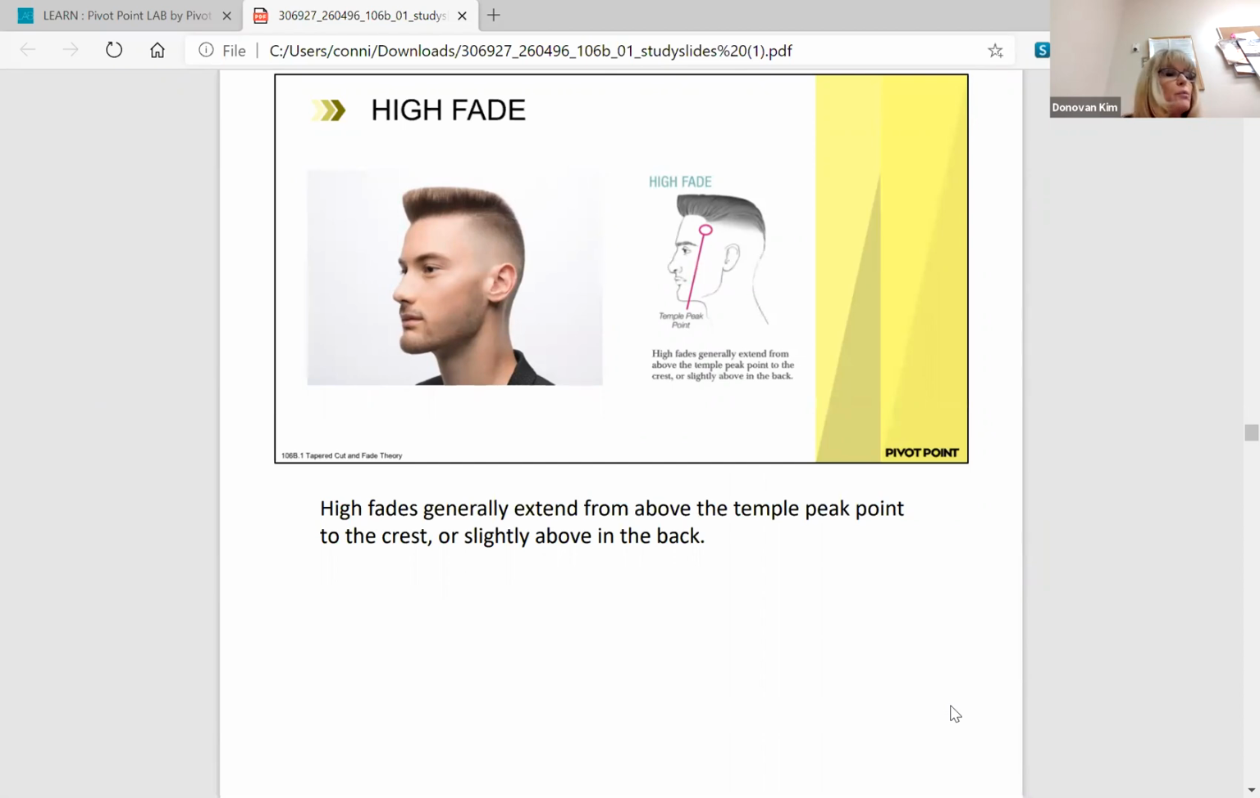Now I know when I've talked with people before and they talk about a low, mid, or high fade, they always seem to look at the back and the occipital area. That occipital area is your taper. It's not your fade, right? So how far from the sides to the occipital area is it going to be for your low, mid, or high fade?